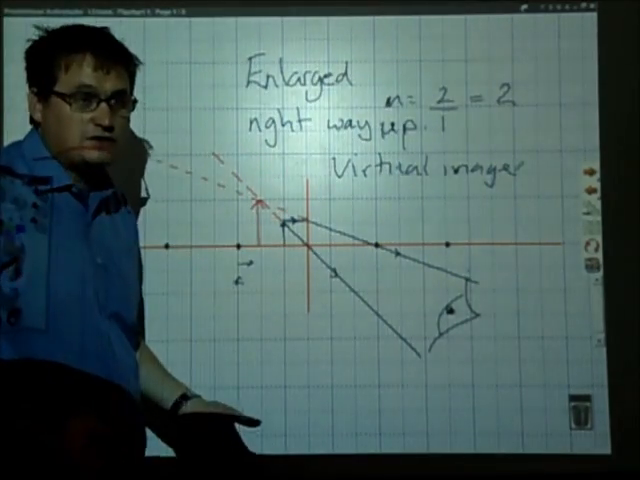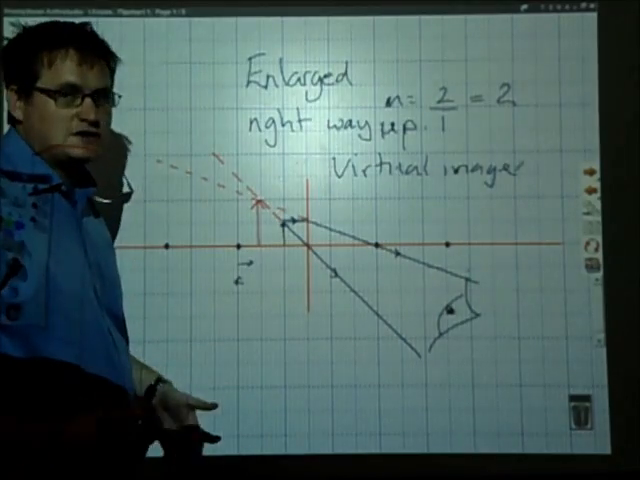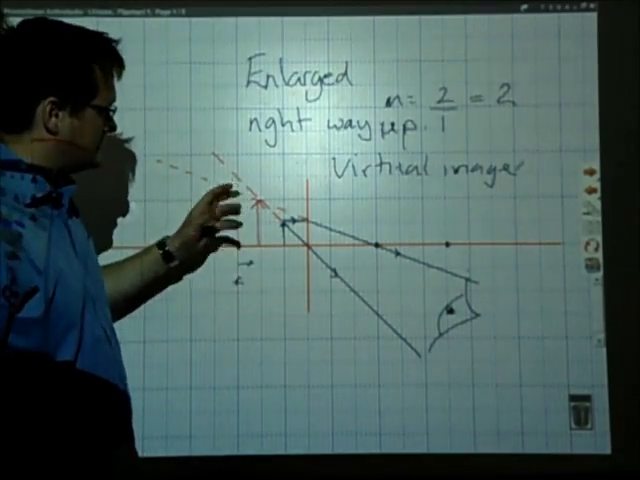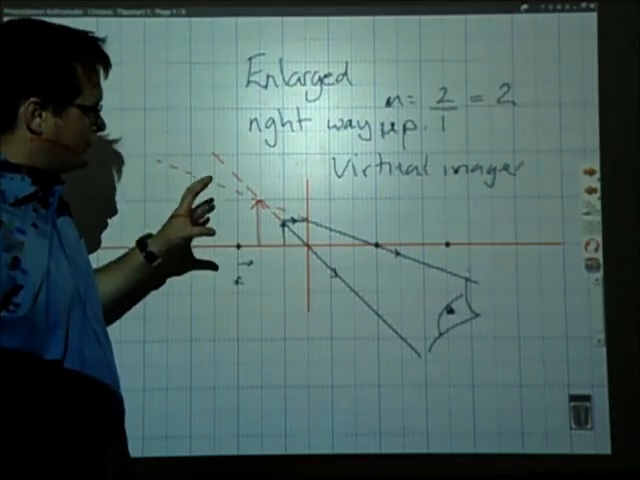It's like a mirror image is a virtual image as well. The actual image doesn't exist. It just appears that it exists in this place. So this is an example of a virtual image.